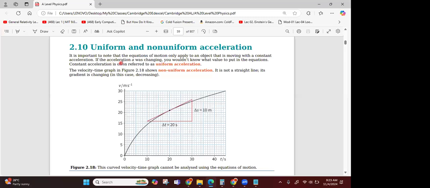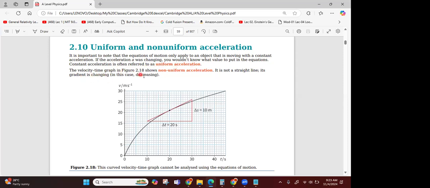If better, you can get some past paper questions. It is important to note that the equations of motion only apply to an object that is moving with constant acceleration. You can use equations of motion for objects moving at constant acceleration. If the acceleration a was changing, you wouldn't know what value to put in the equation. Constant acceleration is often referred to as uniform acceleration.